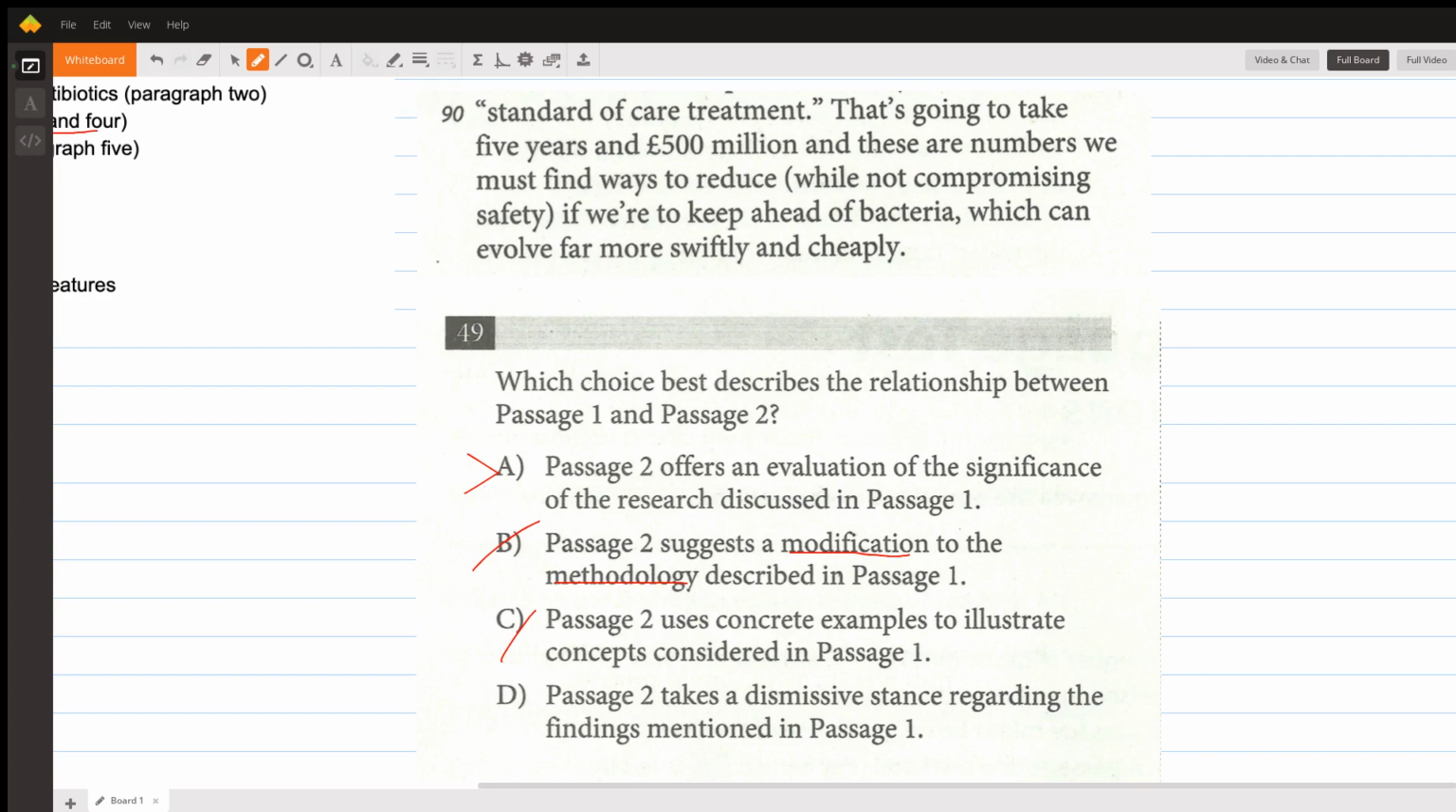And simply based on the fact that D is more specific and more negative and more strong than A, it has to be A every time to get rid of D. Maybe D could be right in a universe where A didn't exist here, but because A is so much more general, it's harder to disprove. It has to be D, or it has to be A, and D has to be eliminated. Dismissive is just too strong for the evidence that we have, so we get rid of D. That leaves us choice A for question 49.